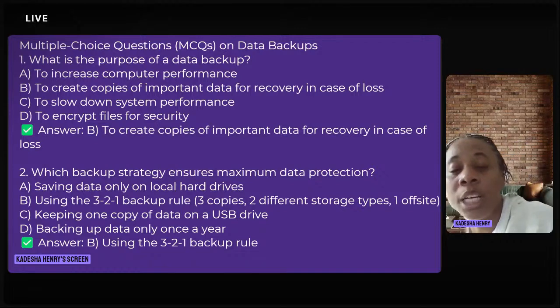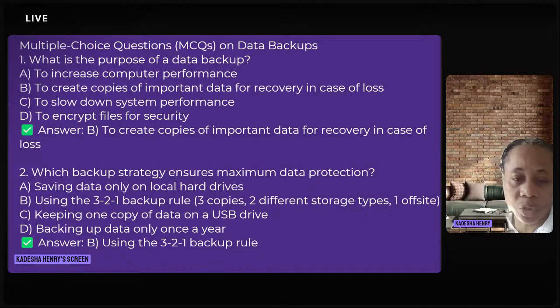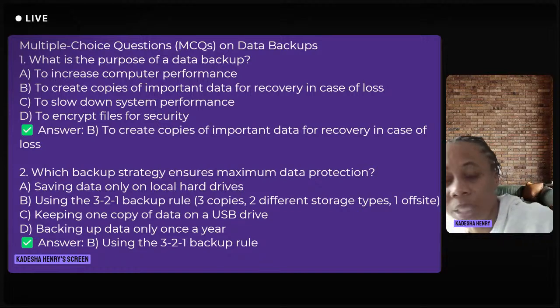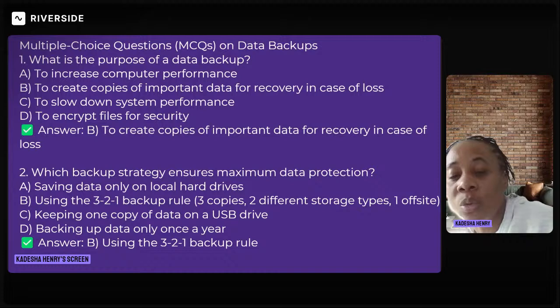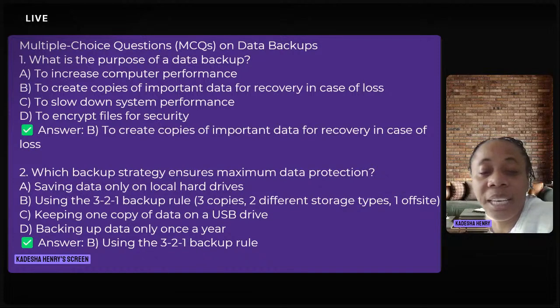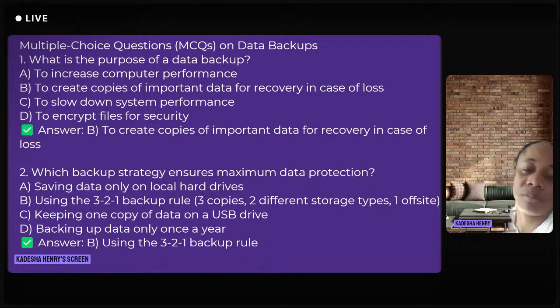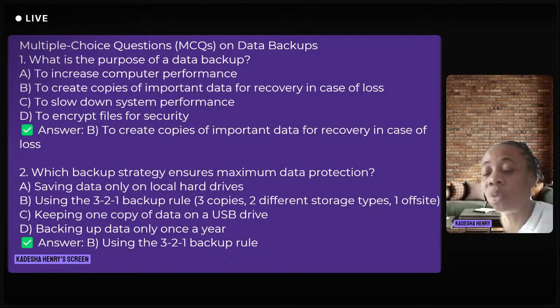Number two, which backup strategy ensures maximum data protection? A, saving the data only on a local hard drive. B, using the 3-2-1 backup rule: 3 copies, 2 different storage types, one offsite. C, keeping one copy of data on a drive. D, backing up the data only once a year. And the answer will be using the 3-2-1 backup rule.